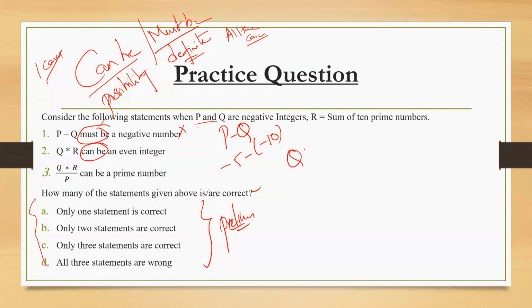Q into R can be an even integer. So I just have to show one scenario where it is an even integer. So 1 is already negative, so take any negative integer minus 1. Okay. Now R is the sum of 10 prime numbers. So you tell me, the sum of 10 prime numbers, what did you take? What is the value?